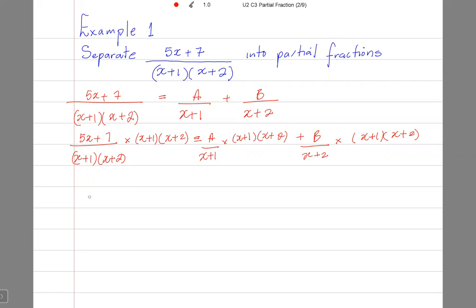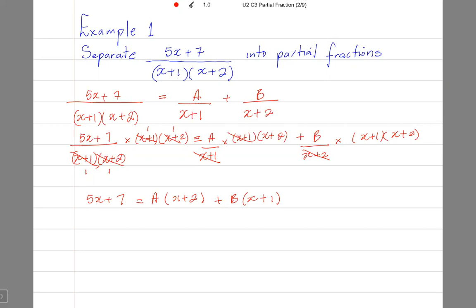When I do that, I'm going to end up with 5x plus 7 on the left. This cancels that. This cancels that. And on the right, I'm going to end up with a into x plus 2, because this cancels that, plus b into x plus 1. And our objective is to determine what is the value of a and what is the value of b. All right, here's one approach.